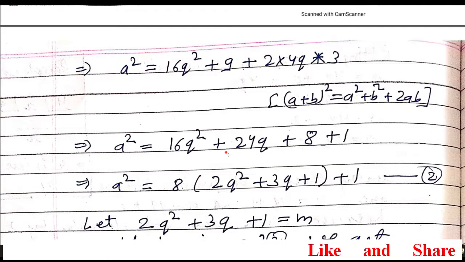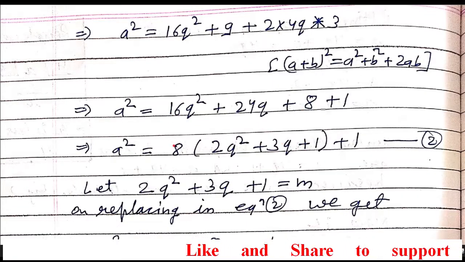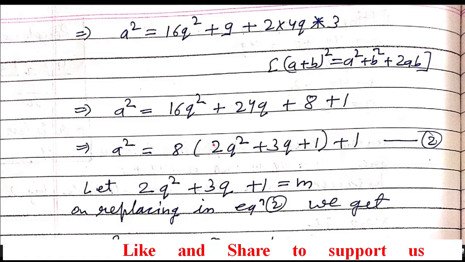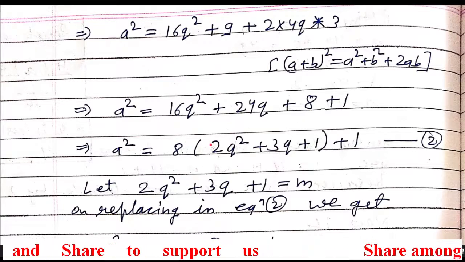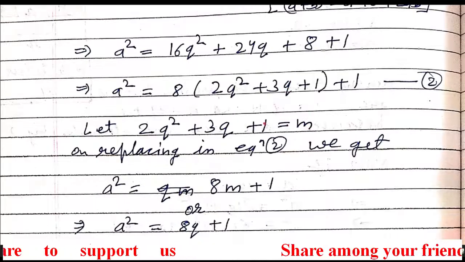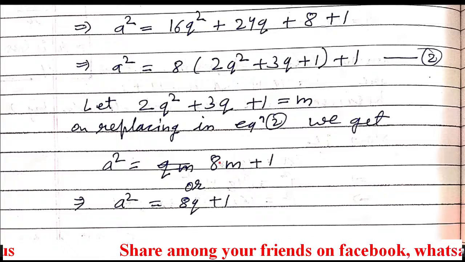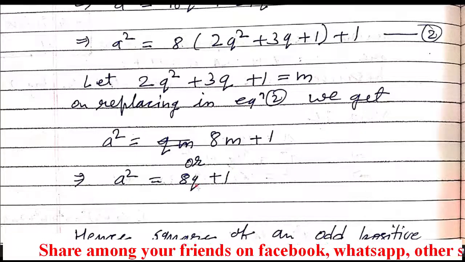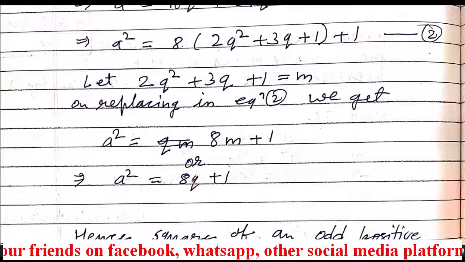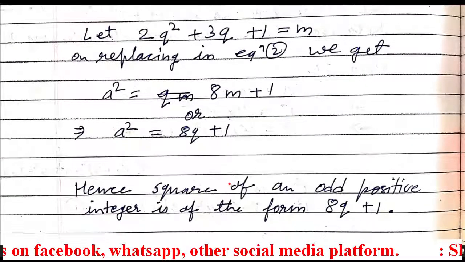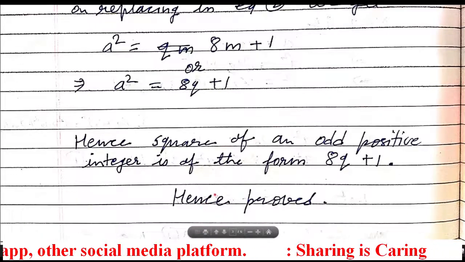Now from these 3 terms, take 8 common. Common means you have to divide. So 8 into 2 is 16, 8 into 3 is 24, then 8 into 1 is 8. Now assume this complete bracket as m. Replace this complete bracket by m, and m again by q. So we obtain that the square of the positive odd integer again came in the form of 8q plus 1. From the question's line, write it down again and then write: hence proved.